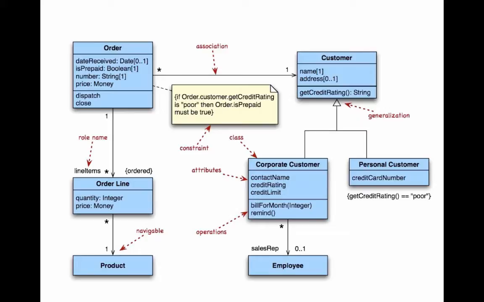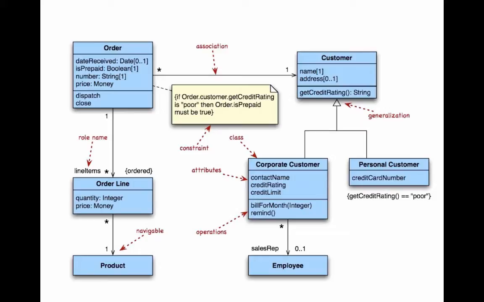The 0 to 1 is called a multiplicity. It answers the question, how many? For example, in the case of date received, it indicates that there can either be 0 or 1 of these. Another way of saying this is that putting a date on an order is optional. But what exactly does that mean in terms of implementation? How would you implement 0 or 1 date received attributes?